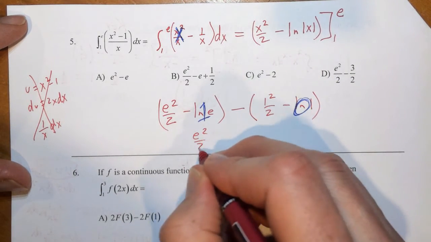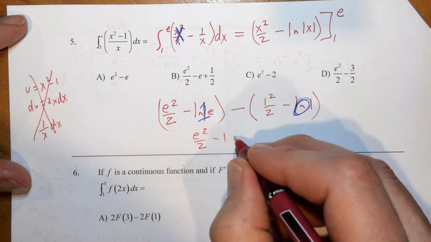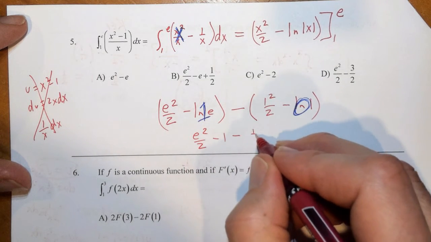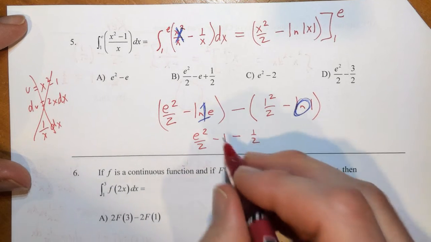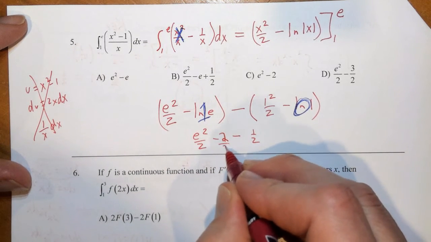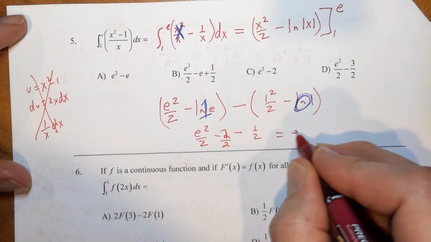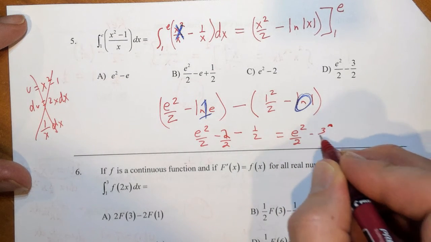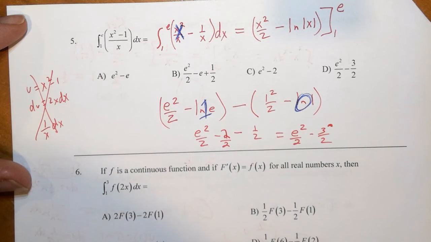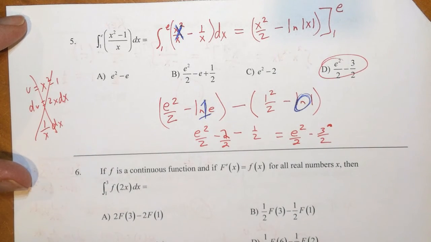So e squared over 2 minus 1 minus 1/2. If you're subtracting 1 and you're subtracting 1/2, you're subtracting 2 halves and subtracting 1/2, so that means you are subtracting 3 halves. Oops. There we go. e squared over 2 minus 3 over 2. D is our answer.